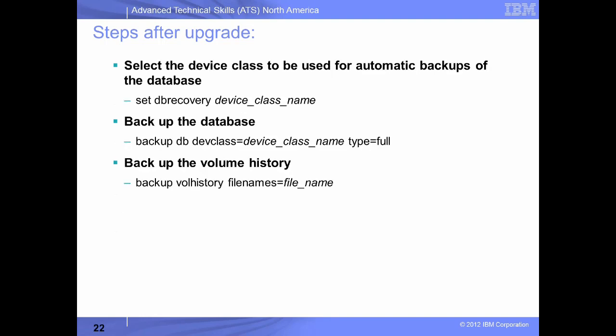Okay, but this is the key step that is not done when you use the command line utilities versus the wizards. You're going to have to make sure that your TSM database backup is configured. So you're going to establish a device class that's used for the backup. You're going to do a SET DBRECOVERY command, pointing it to that device class. And then when you're done with those two steps, you should take a backup of the database with type equals full, and you should also back up the volume history file.